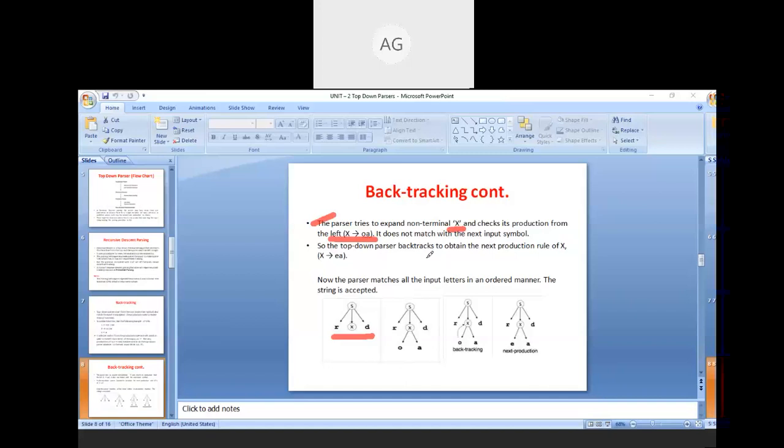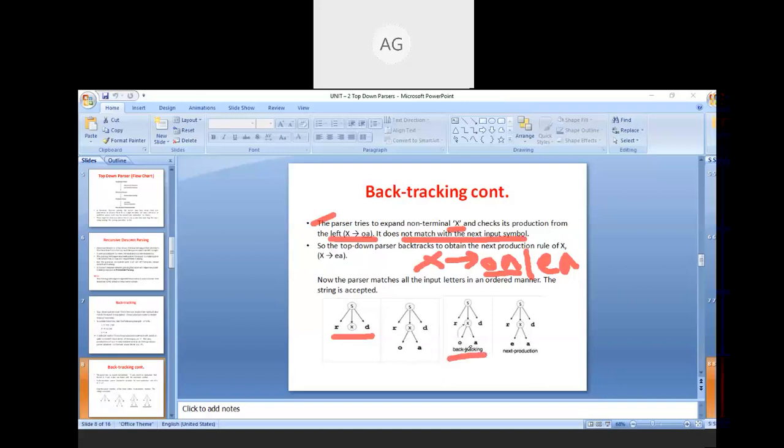So basically there are 2 productions. H produces OA and H produces EA. First we try the first option, H produces OA, but it does not match the next input symbol. So we need to backtrack. Here backtracking is allowed.